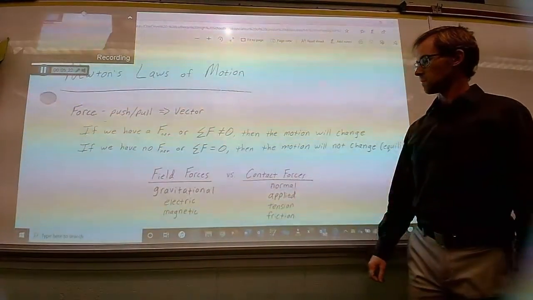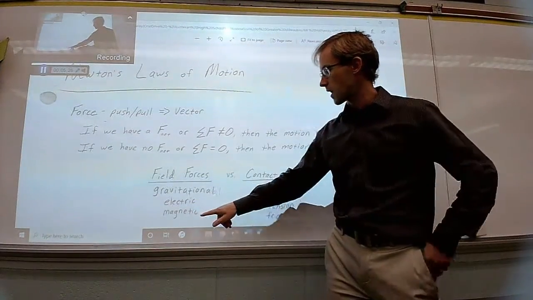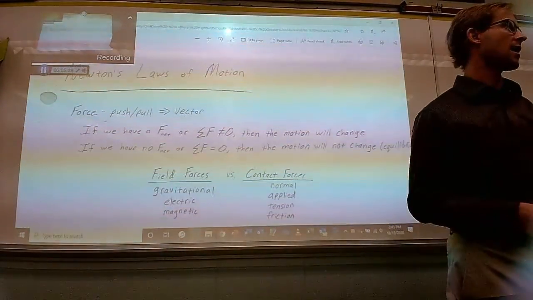A little bit about field forces versus contact forces. Gravity, electric fields, magnetic fields. These are forces that act at a distance.